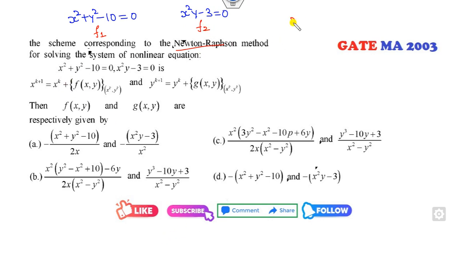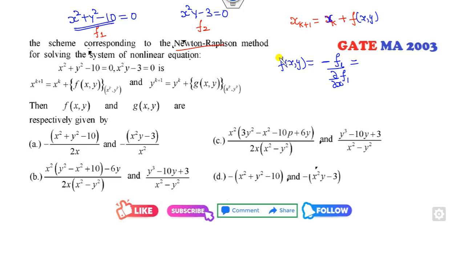Then if you look at the first equation, xk plus 1 is xk plus f. Then they are talking about the values of f. Compare this equation with the Newton-Raphson method. What is that? It will be minus f divided by the derivative. But right now they have more than one variable. It means the derivative is a partial derivative, so either x or y. Now since they are talking about x, this is the partial derivative with respect to x.